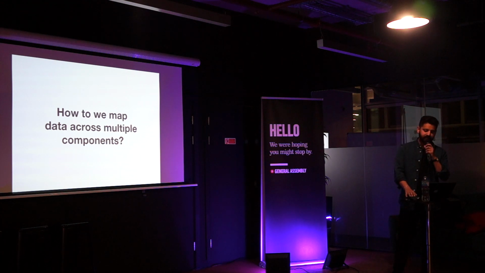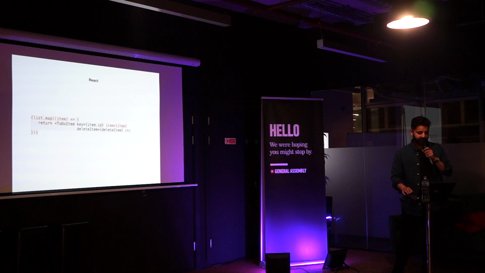Okay, so how do we map data across multiple components? In React, we can write code that just looks very similar to regular JavaScript, and that's because it kind of more or less is. We take our list, which, if we remember, is an array of objects, and we can then use a regular JavaScript map function and return a to-do item component for each object in our list array.